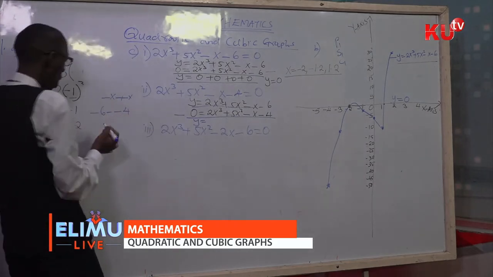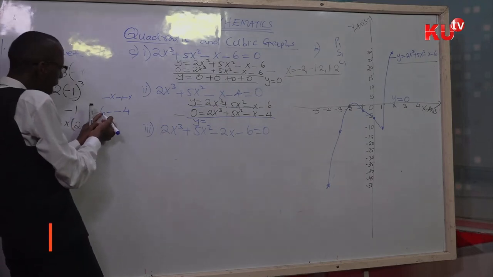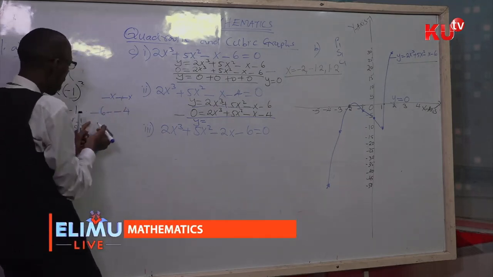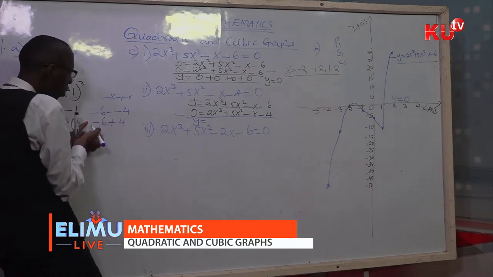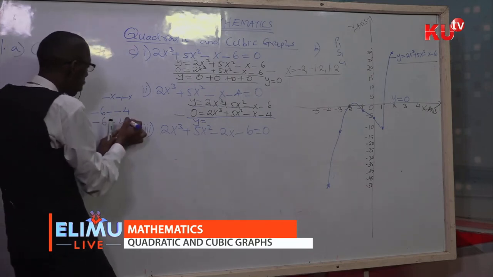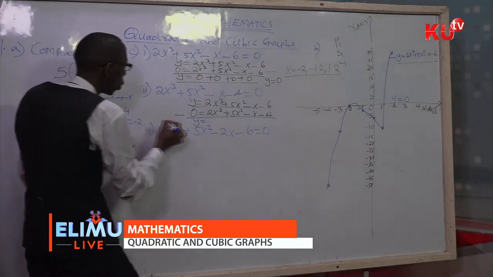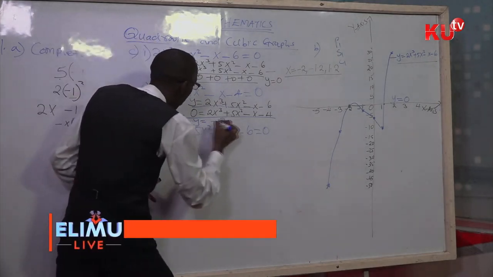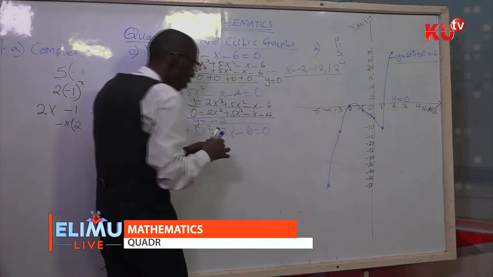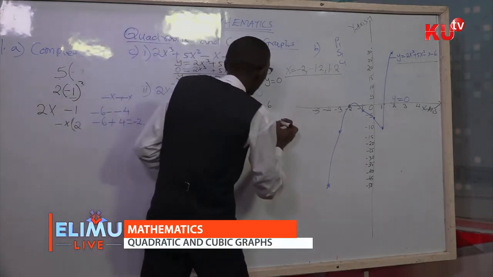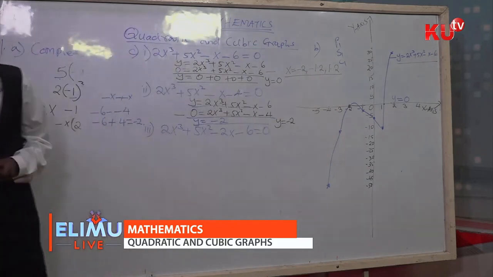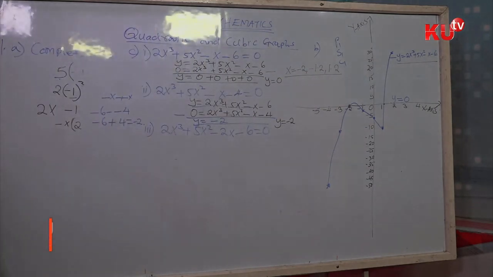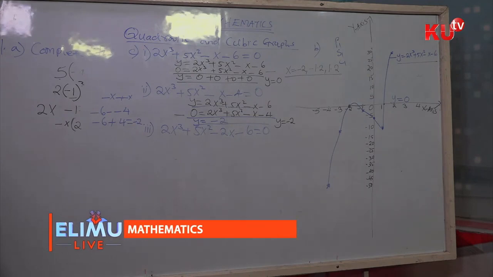Negative 6 minus negative 4 will be negative 6 plus 4. Negative 6 plus 4 will give us negative 2. So our y, in this case, is equal to negative 2.